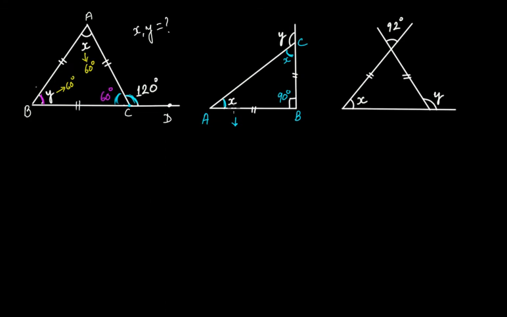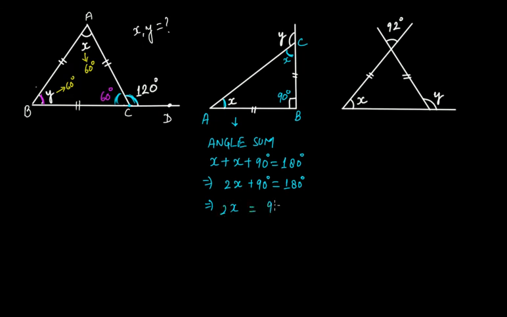Now, if you apply angle sum property, then according to angle sum property, X plus X plus 90 degrees will be equal to 180 degrees, so 2 times X plus 90 degrees is equal to 180 degrees, and this will be 2 times X is equal to 90 degrees, and it shows that X will be equal to 45 degrees. So X is 45 and this one is also 45.